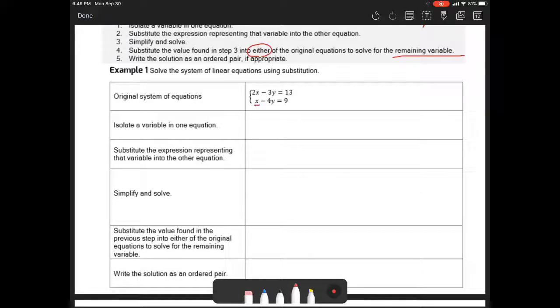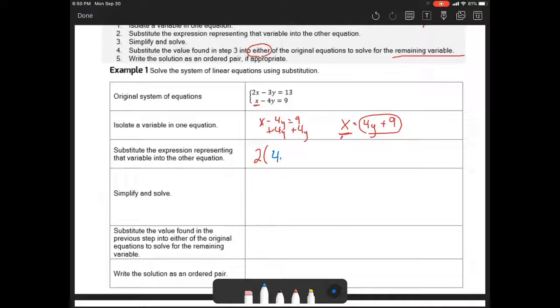So we have our original equations. Based on just my equations, the easiest one I see already is right here, because I have my x by itself. It doesn't have to be divided by anything to simplify. So I'm going to isolate a variable in one of the equations. I'm going to take my x minus 4y equals 9, that equation right there, and I'm going to just add my 4y on both sides. So my x is by myself, and I get x equals 4y plus 9. So now I know what x is. It's 4y plus 9. So I can now substitute this x into my other equation.